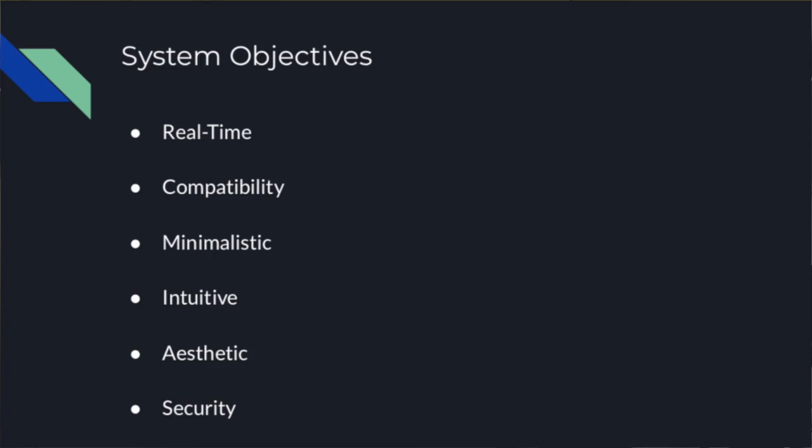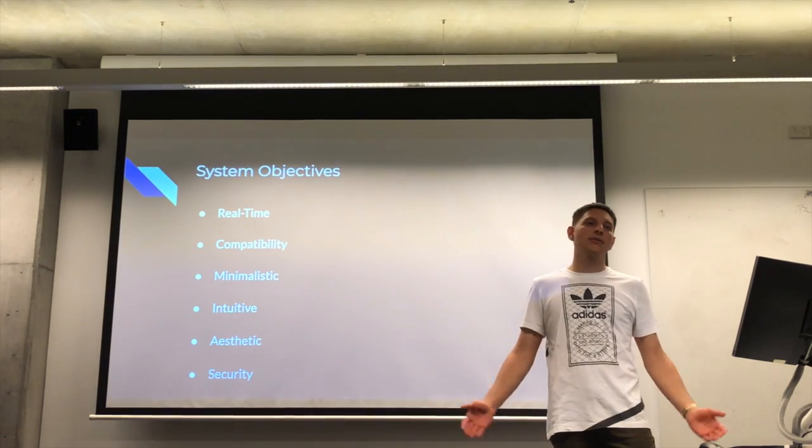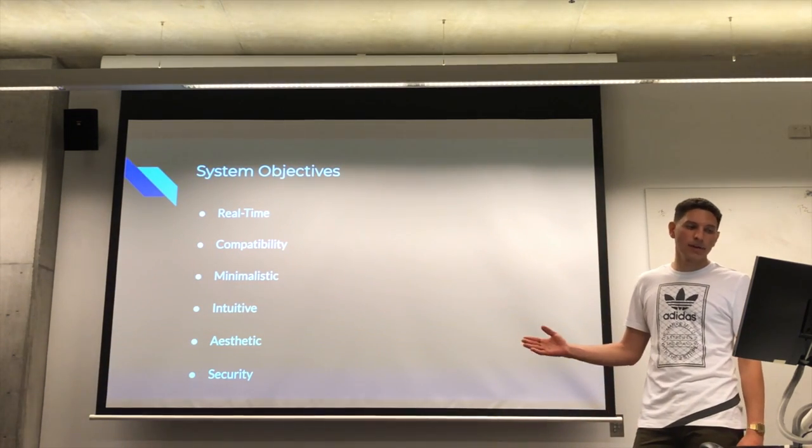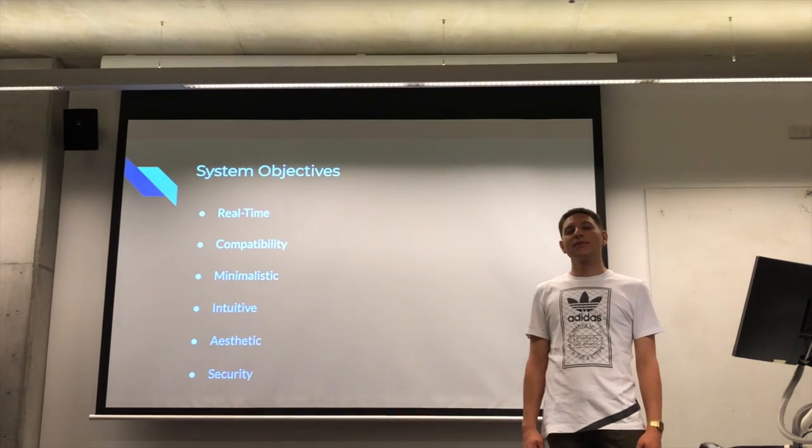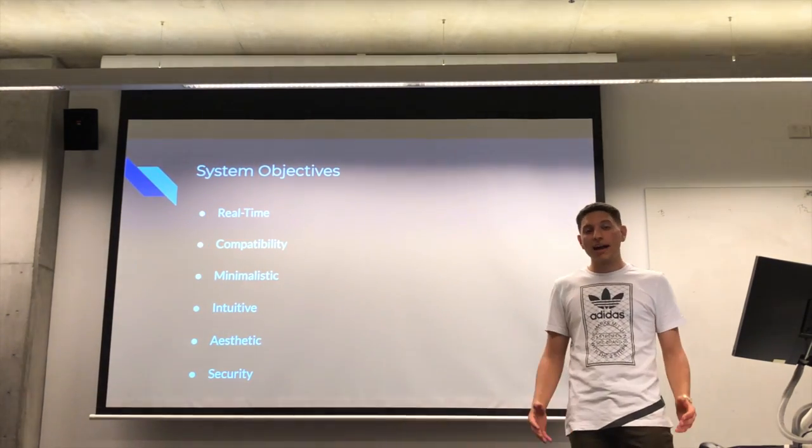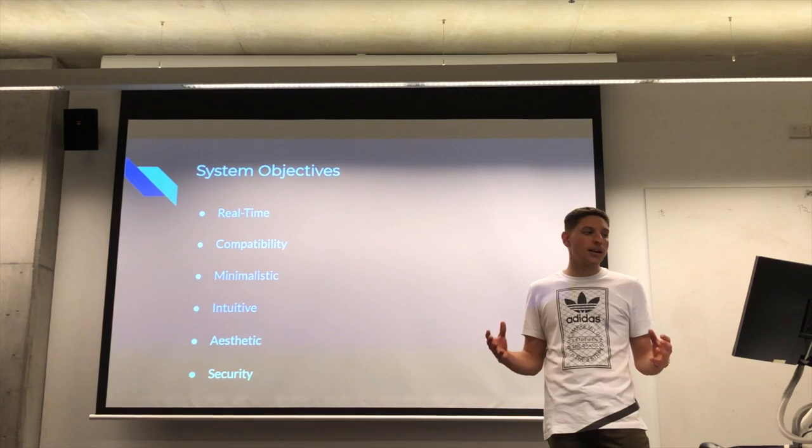We have many system objectives that we aim to achieve with this project. So our first objective was real time. This means that users are able to gather data from the Pi as soon as it is collected from the environment. Next is compatibility. This means that many IoT devices can work together so that in large office spaces, the data gathered can be understood.